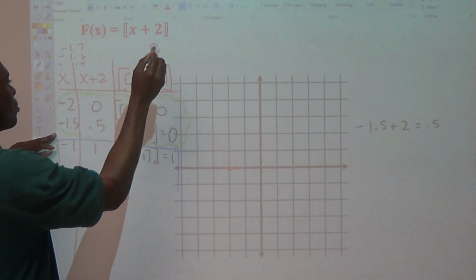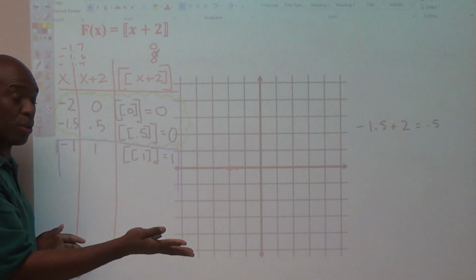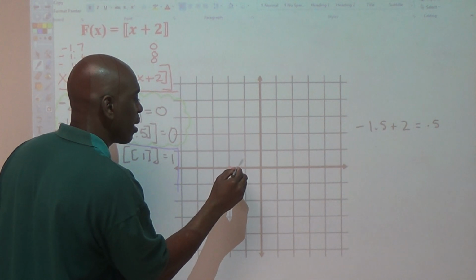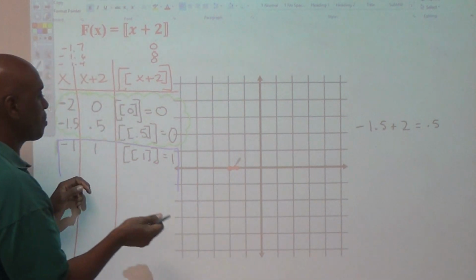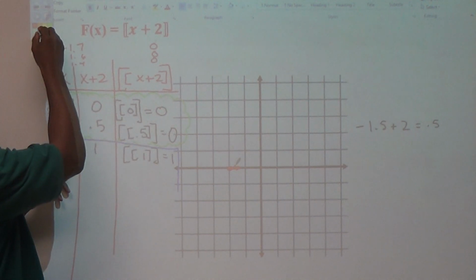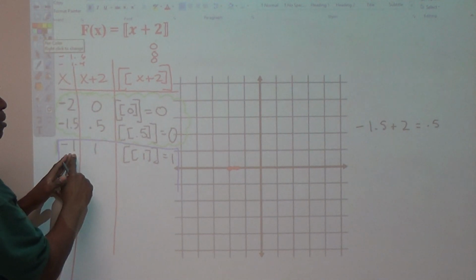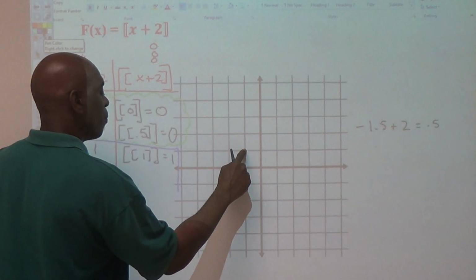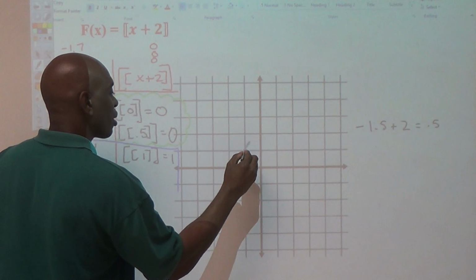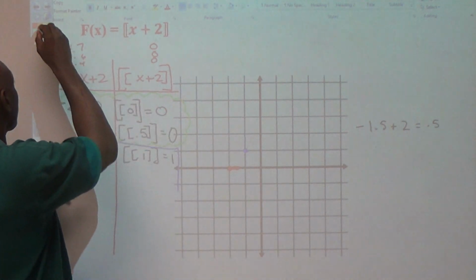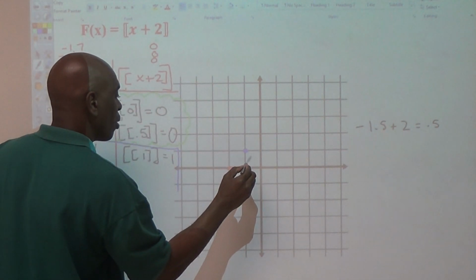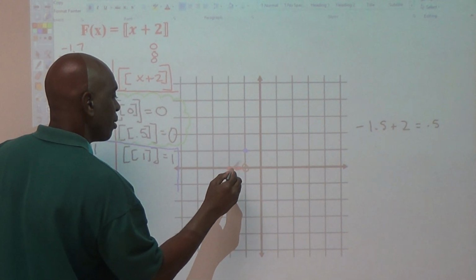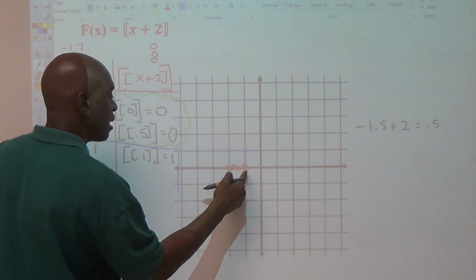-1.4, that's going to give you a 0. All values in here are going to give you a 0. So you've got 0 all in this region right here, with the exception at -1. Here's the switch. At -1, we're at 1. So go over to -1, up to 1, closed circle. And here we're going to have an open circle. So it's all of these values in here, except at -1.